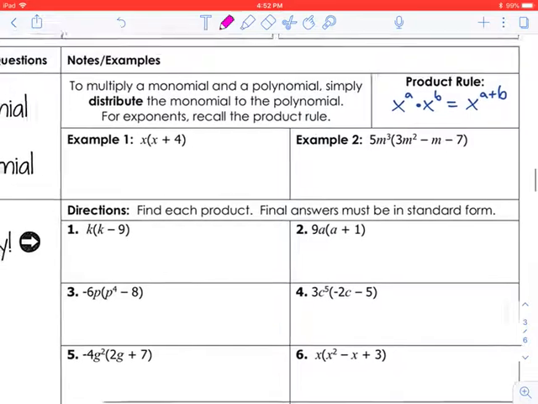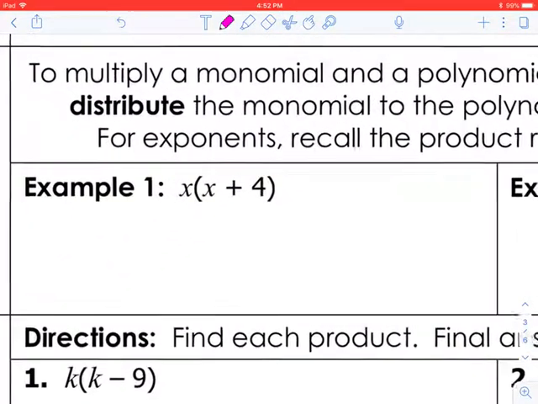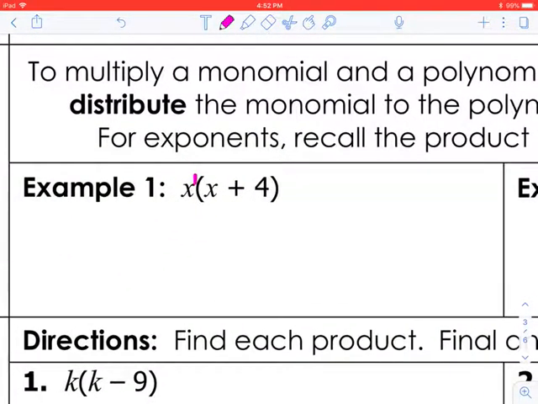Okay, so for these examples, make sure you know what the exponent is. So x times x is x squared. And then x times 4 is like saying 1 times 4 is 4, and then x times nothing is just x. There it is.